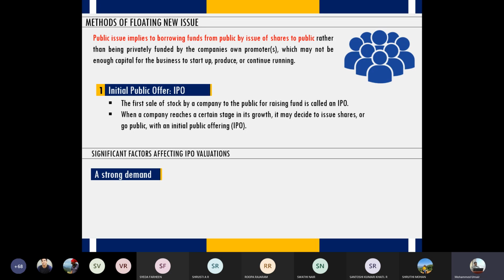So when we say strong demand, these are the two perspectives you have to look into, right? How is the demand for the products of the company, and how is the demand for the IPO? How is the response from the public? Strong demand always represents growth, right? A strong demand for a company's product indicates that customers are satisfied and convinced with the products offered by the company. Some of the other parameters include the timing of the IPO issue.